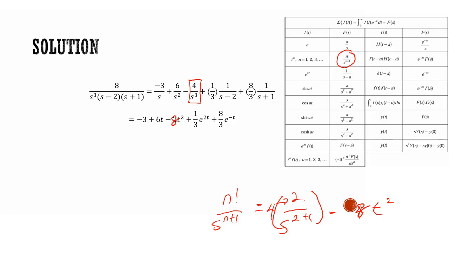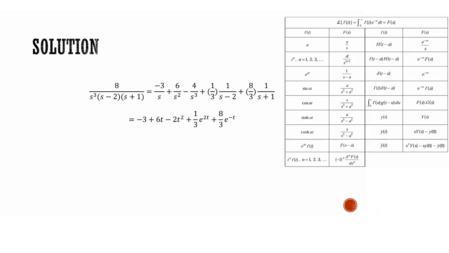Okay, and here let's take a look. This is similar to what we can see here. So a here would be 2. So this can be written as e to the 2t, and multiplied with 1 over 3, we get 1 over 3 e to the 2t.